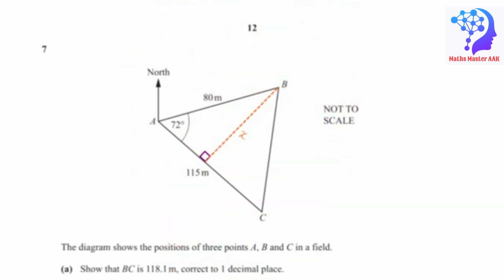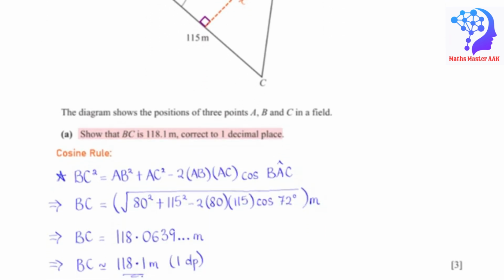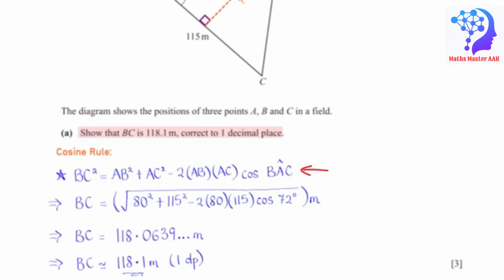The diagram shows the positions of 3 points A, B, and C in a field. Show that BC is equal to 118.1 meters, correct to 1 decimal place. To find the length of BC, we can apply the cosine rule. This gives us BC squared is equal to AB squared plus AC squared minus 2 times AB times AC times cosine of angle BAC. AB is 80 meters, AC is 115 meters, and angle BAC is 72 degrees.